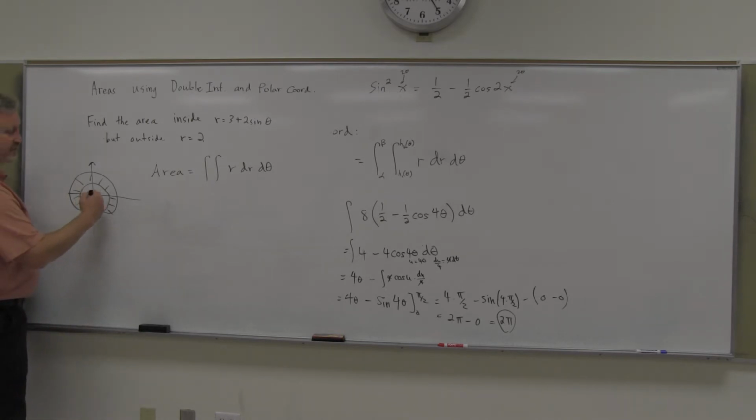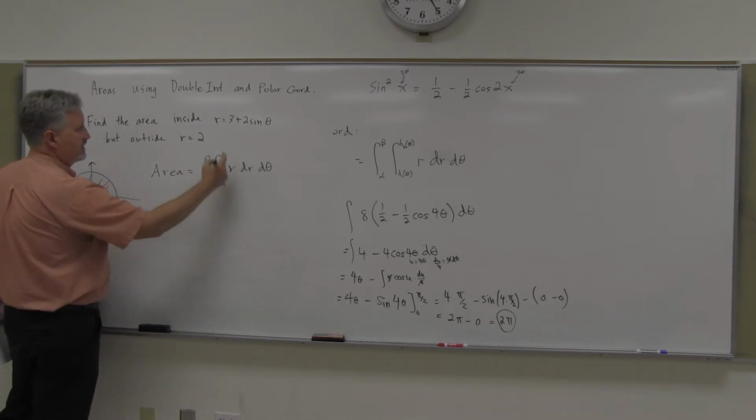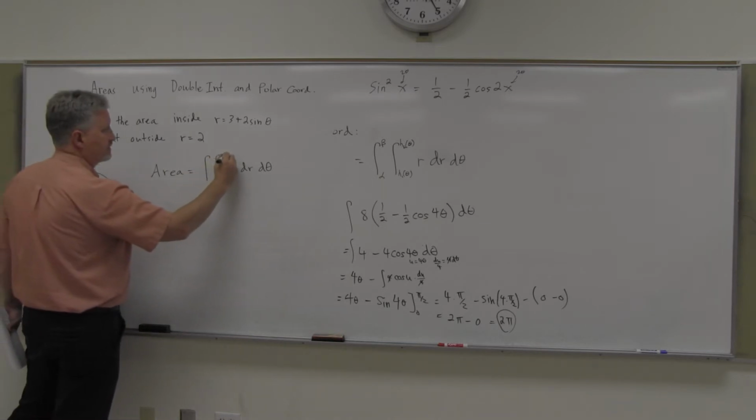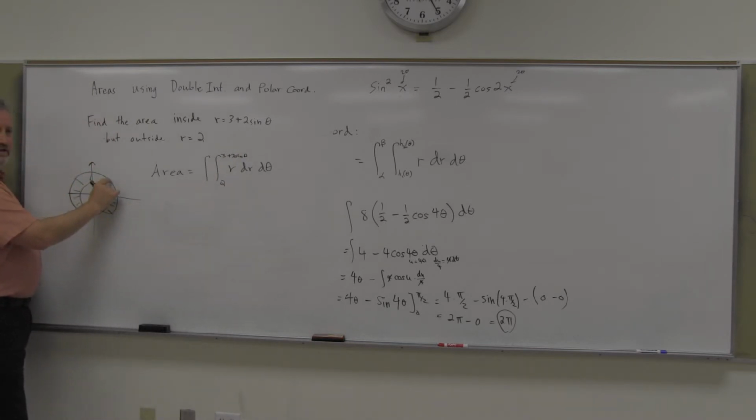Yeah, this works out pretty nicely here, because what I'm doing is my r goes from this one out to this one. So my lower limit is 2, and my outer limit would be 3 plus 2 sine theta. Yeah, because that's what r does. Okay. Now the thetas would range from this angle right here to this one right here.